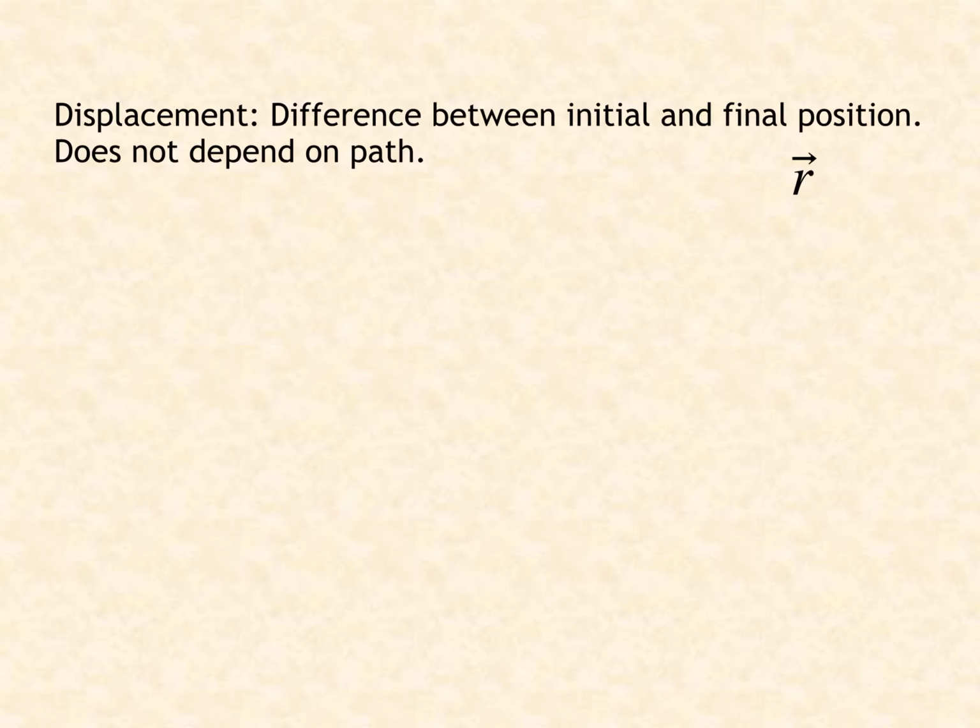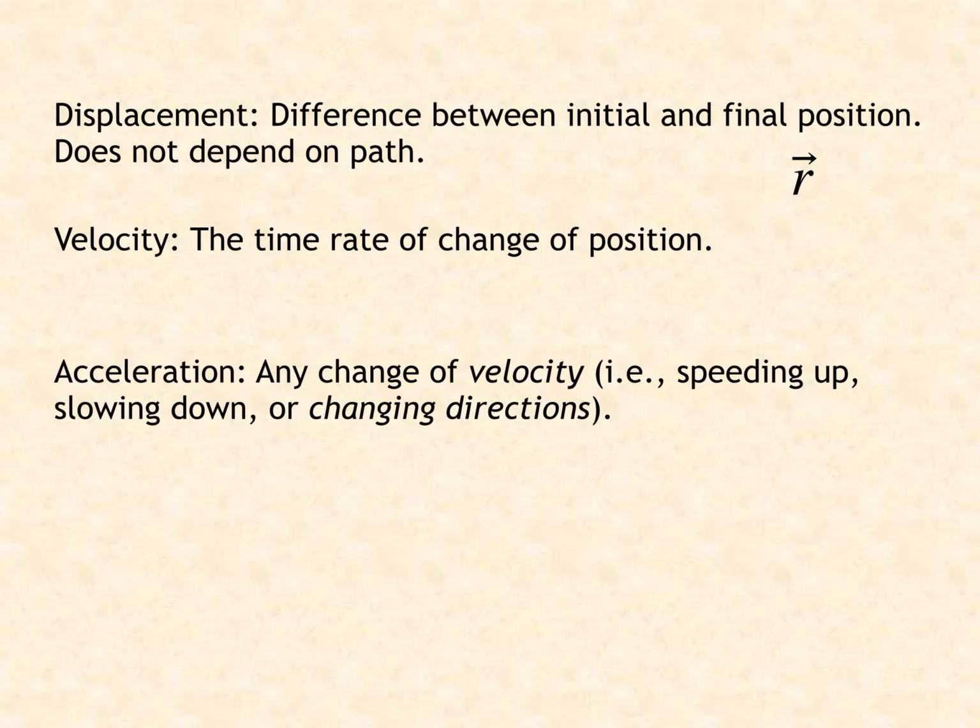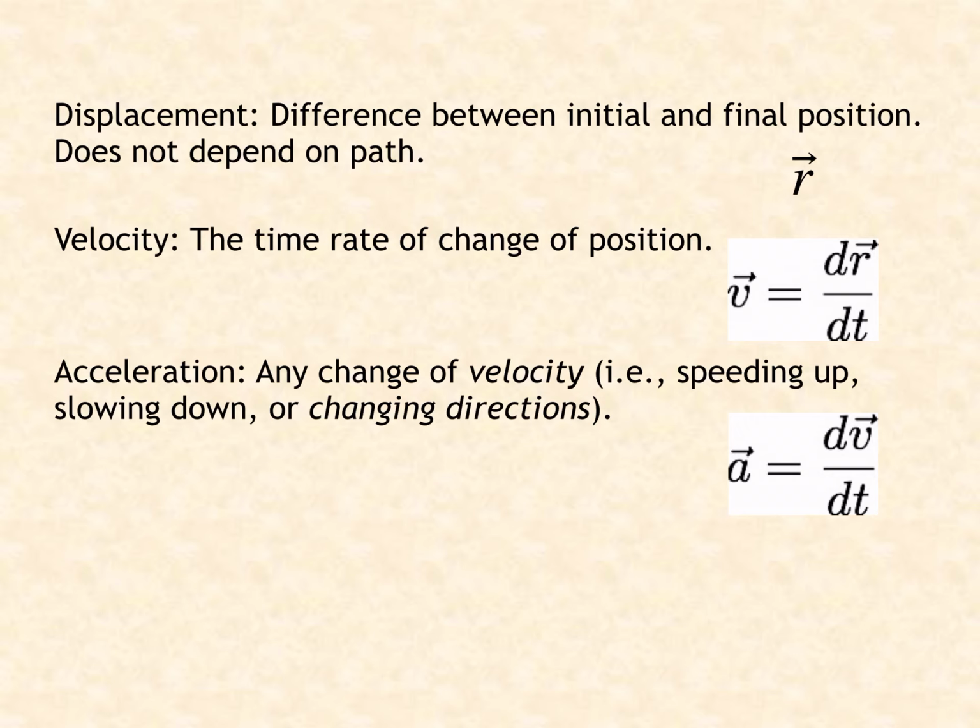So to recap the quantities related to motion, displacement we decided was going to be the difference between the initial and final position of an object, which does not necessarily depend on the path. It just depends on where you were compared to where you are now. And then we talked about velocity and acceleration, velocity being the time rate of change of your position and acceleration being the rate of change of your velocity. And so with acceleration, that means that you could be speeding up or slowing down or changing directions.